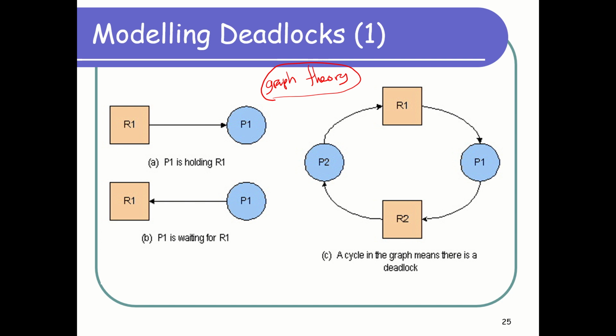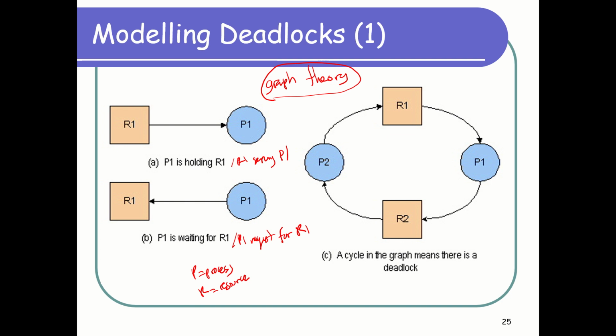You put an arrow. P1 is holding R1, meaning that R1 is serving P1. And let's say P1 is waiting for R1: P1 requests R1. So P is a process and R is a resource. It can be a printer, files, anything. A cycle in the graph means there is a deadlock.